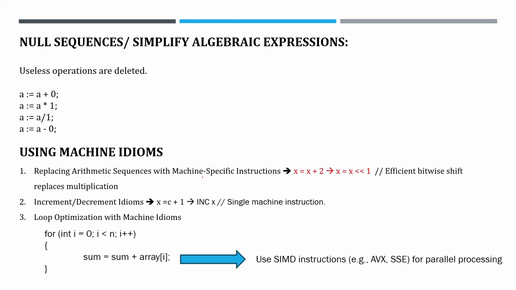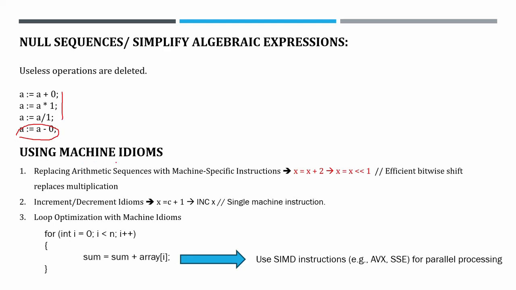The next one is the algebraic expression or null sequence. Here useless operations are deleted. So a equal to a plus 0, a equal to a into 1, a equal to a divided by 1, a equal to a. What is the need for this? All these things we are assigning back to a, but the last value alone will be preserved. So these are the useless operations that we need to eliminate.